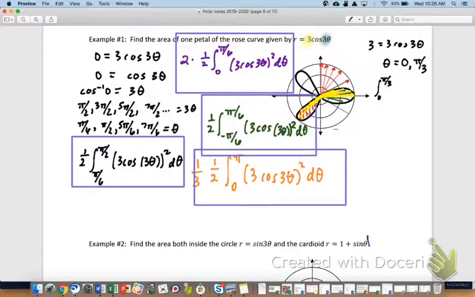Like if it was 5 petals, would it have to be pi over 5?